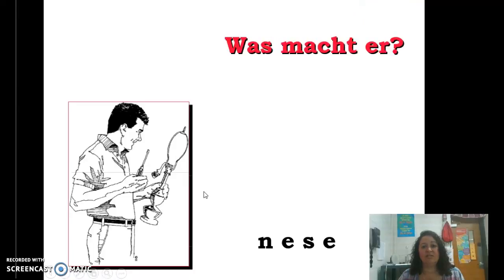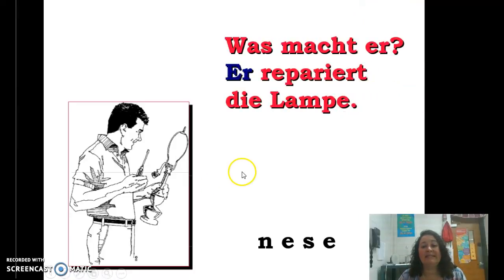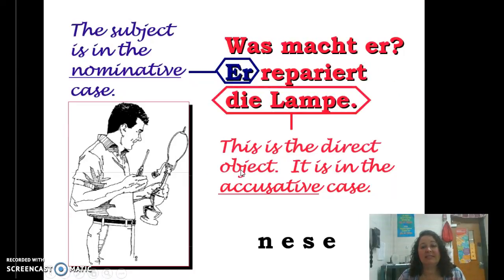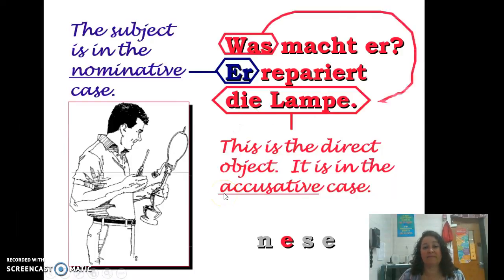Was macht er? What's he doing? Er repariert die Lampe. Er is the subject, die Lampe is the direct object, but because it's a D word, it doesn't change.